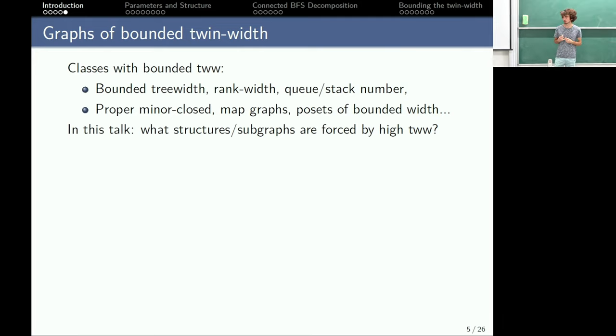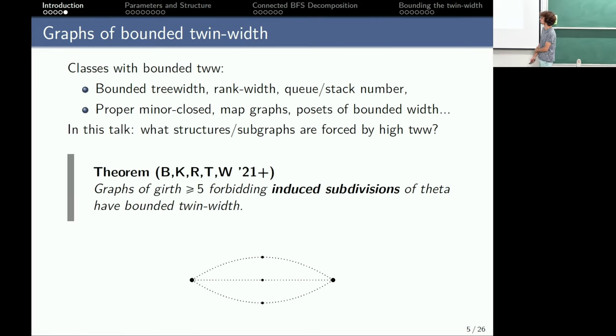In this talk, we consider not only classes defined by other parameters or such properties, but we look at what induced structure a high twin width graph has to have in it. And we show the following: if a graph of girth 5, so the size of the minimal cycle is at least 5, forbids some induced subdivisions of theta, the following graph, then it has bounded twin width.